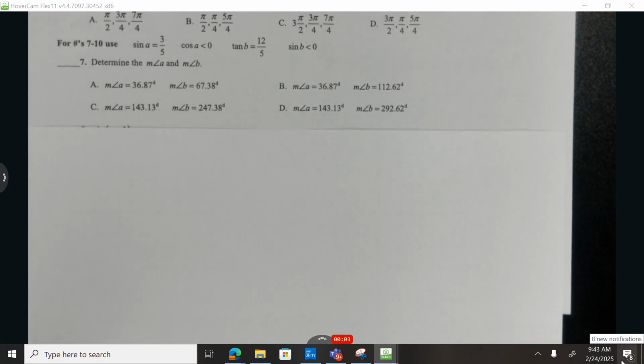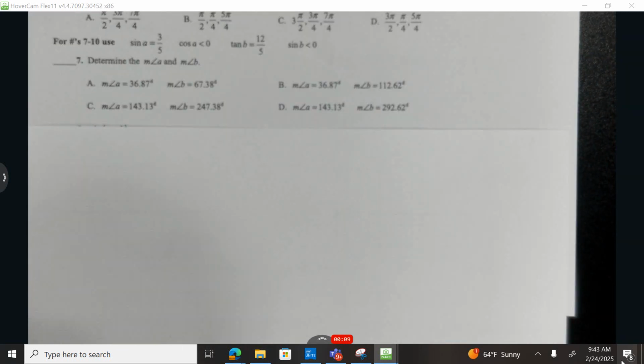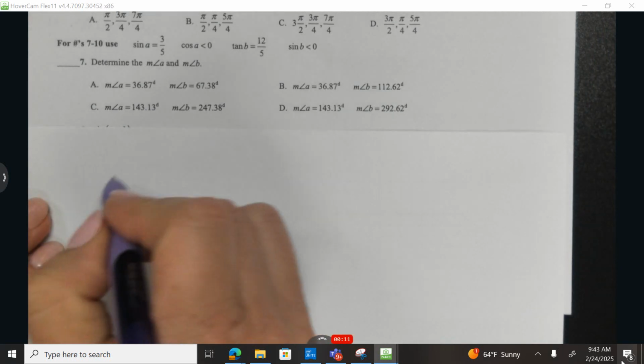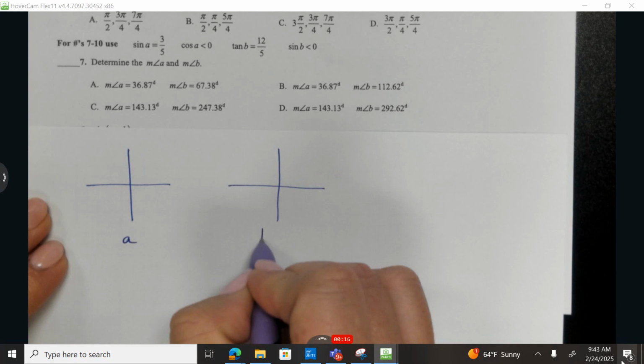Let's take a look at number 7. So we are going to determine the measured angle for A and also for B. To do that, I'm going to start by making this triangle here. It's going to be my A and my B so that there's no confusion.